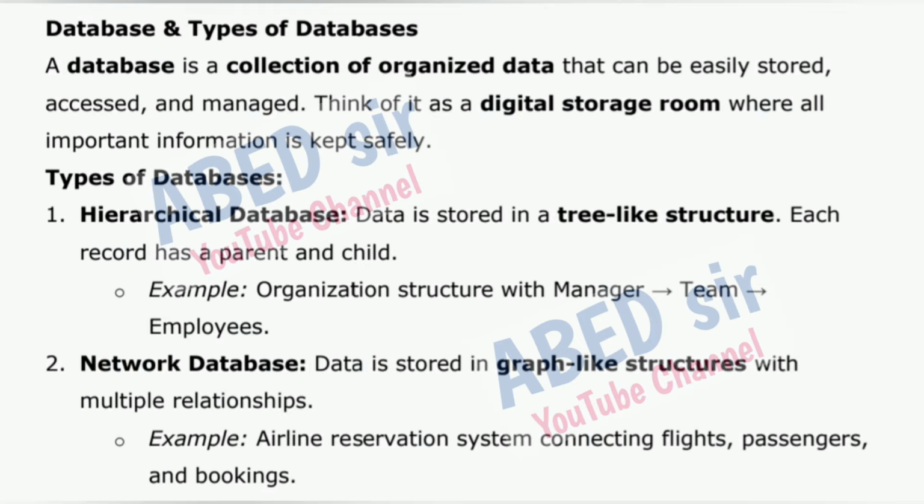Data is stored in a tree-like structure. Each record has a parent and child. Example, organization structure with manager, team, employees. 2. Network database. Data is stored in graph-like structures with multiple relationships. Example, airline reservation system connecting flights, passengers, and bookings.